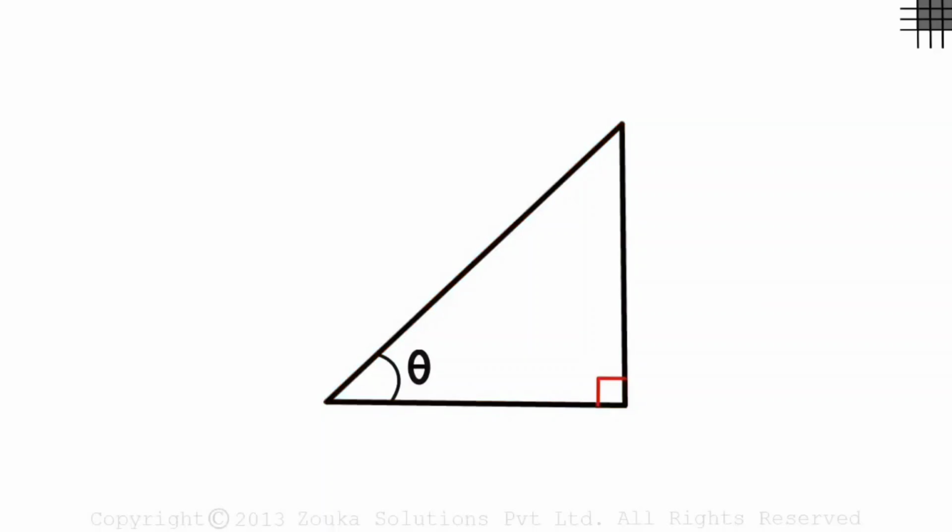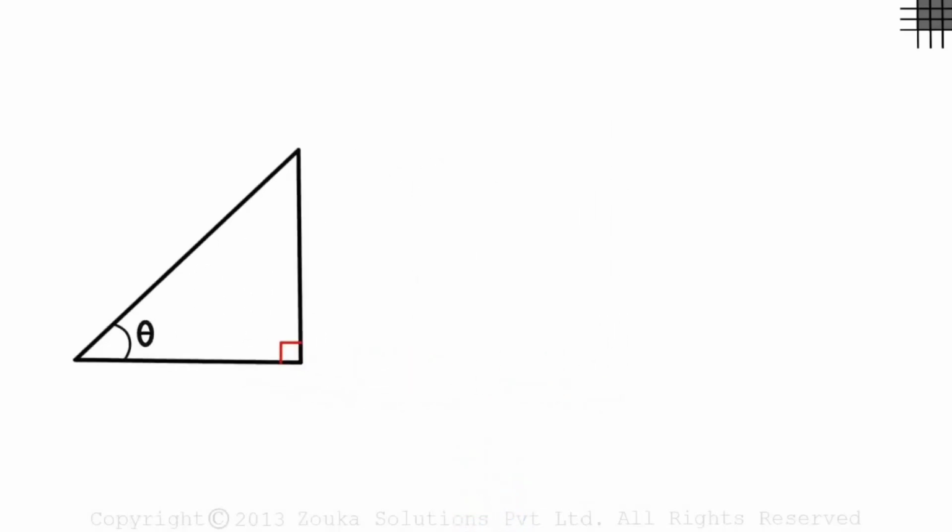Let us consider the other angle as theta. So this triangle, one angle with 90 degree and the other is theta, is always used in trigonometry to solve problems. How? Let's look into a daily life example.